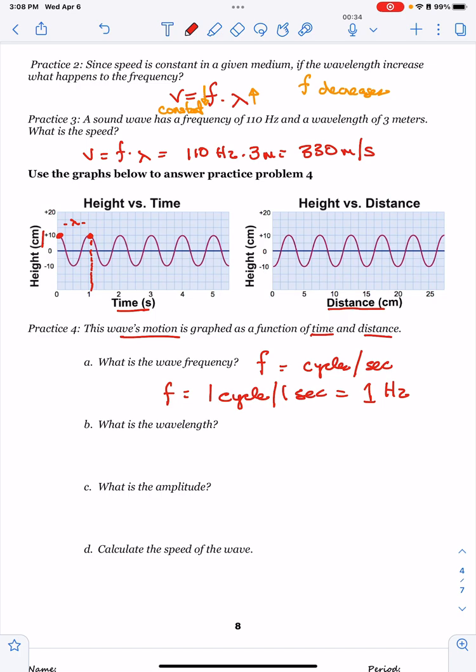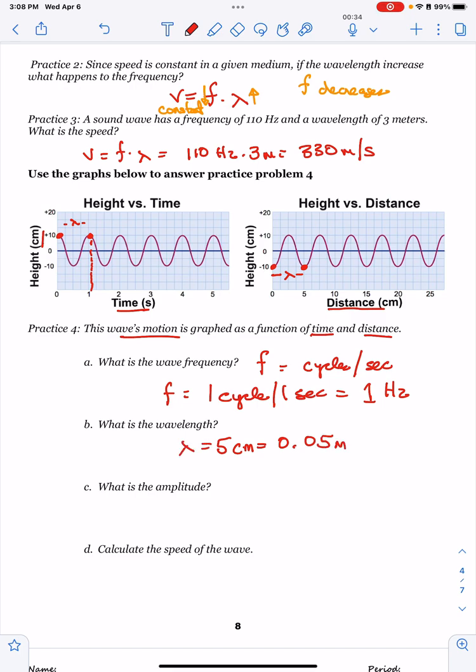What is the wavelength? Let's go over to this side. We want one cycle again. We started here, go across, and go down to this point. That's one cycle, one wavelength again. So what's the wavelength? One wavelength is 5 centimeters, or 0.05 meters.